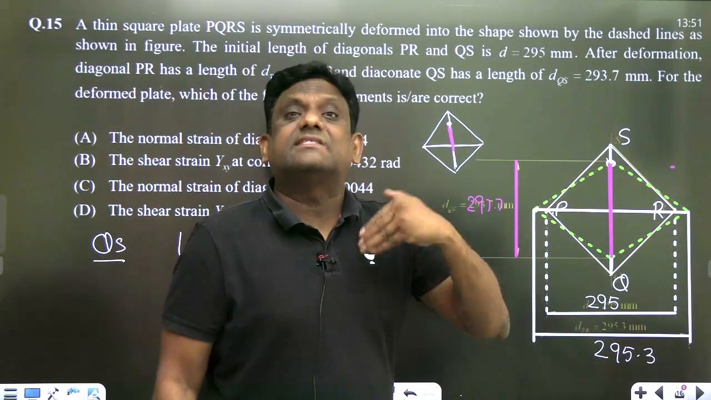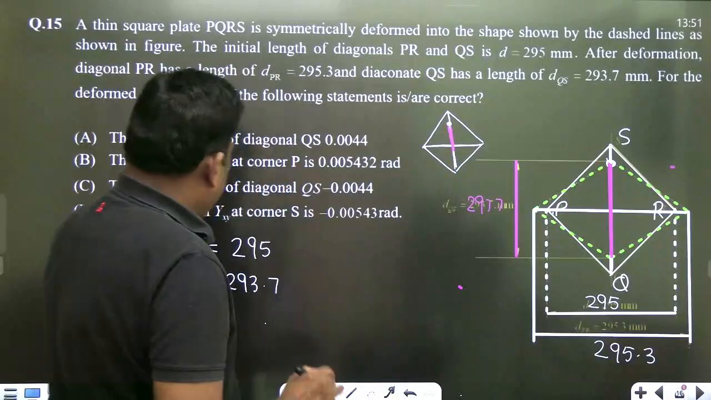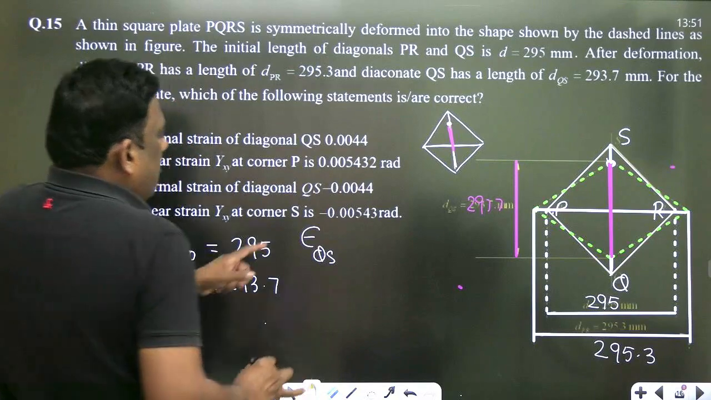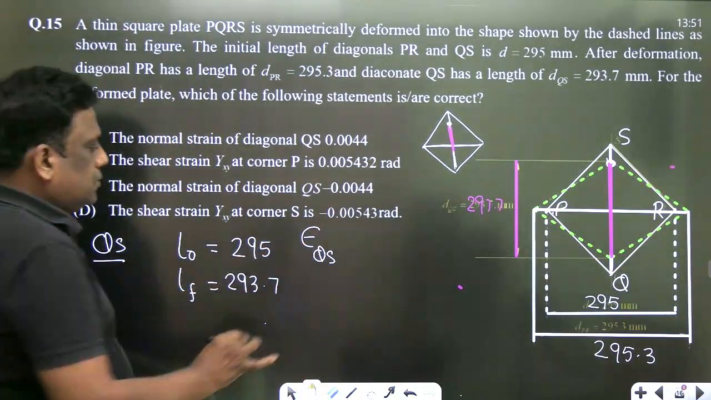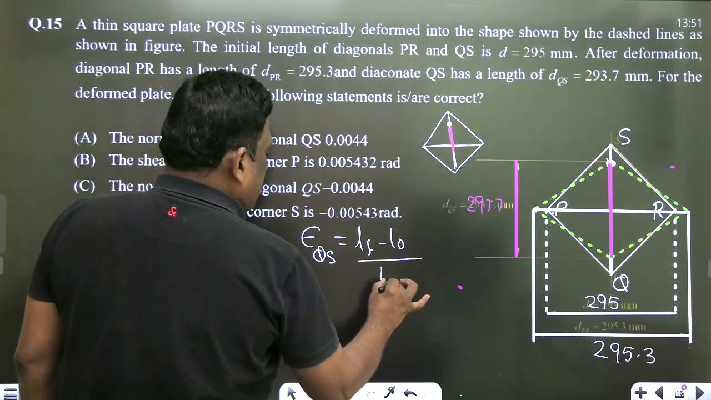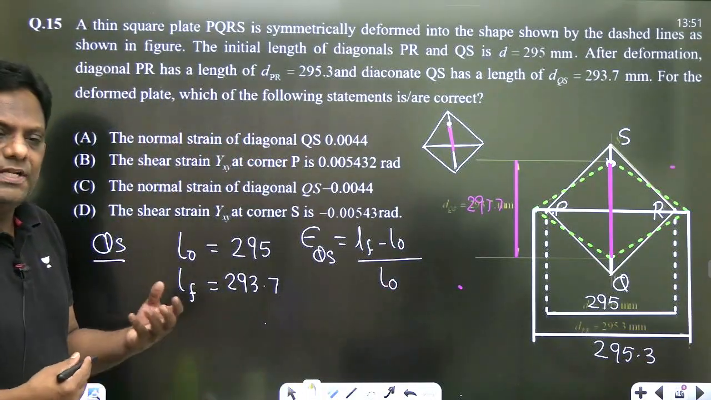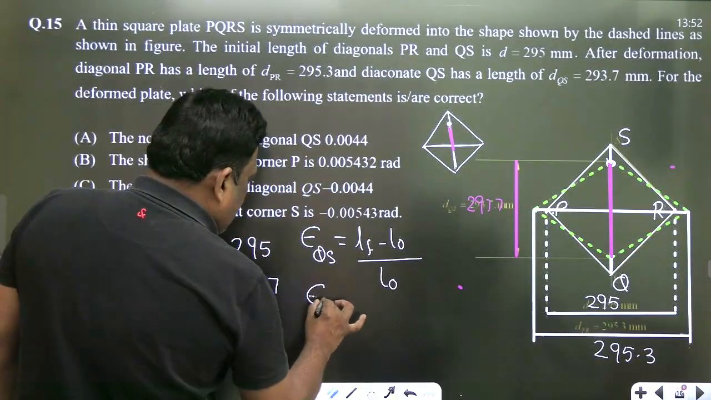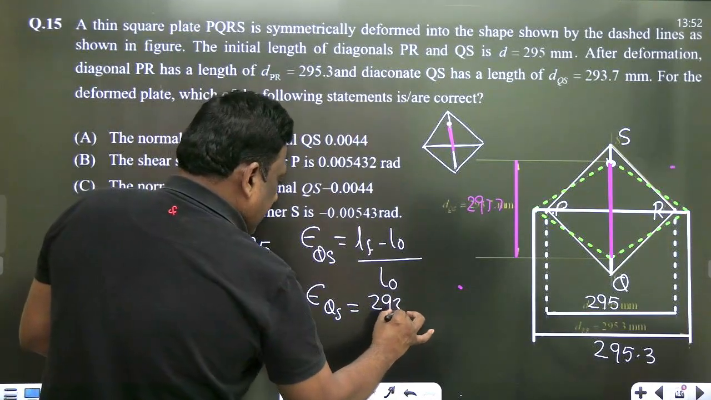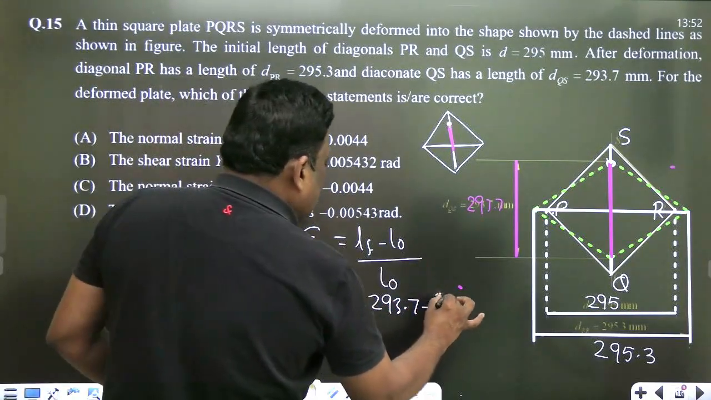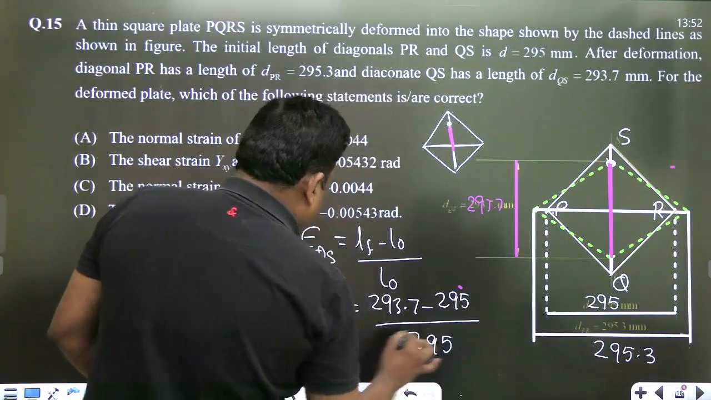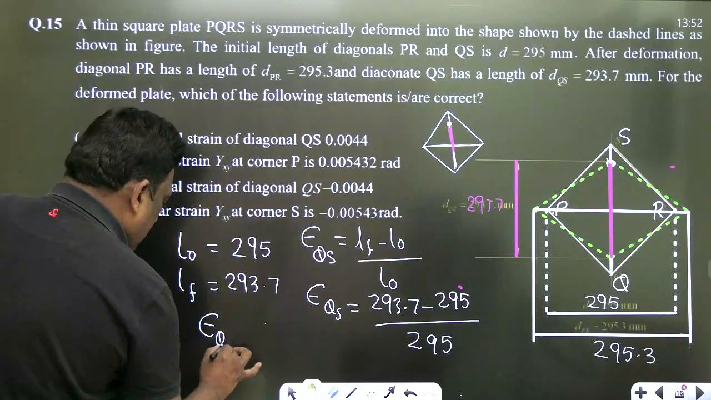He is asking what the normal strain is. How do I calculate it? Change in length. So the strain in QS. Whenever I write epsilon, it is normal strain. It is given by final length minus original length, by original length. These are all engineering strains, so it is with respect to the original. So the strain in QS is given by: what is the final length? It is 293.7. And what is the original length? It is 295. Divided by the original length, 295.